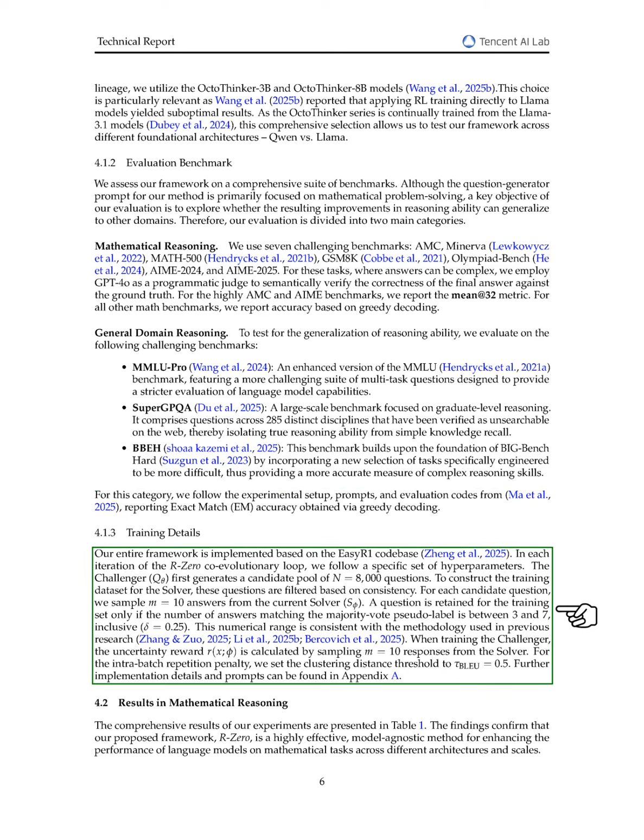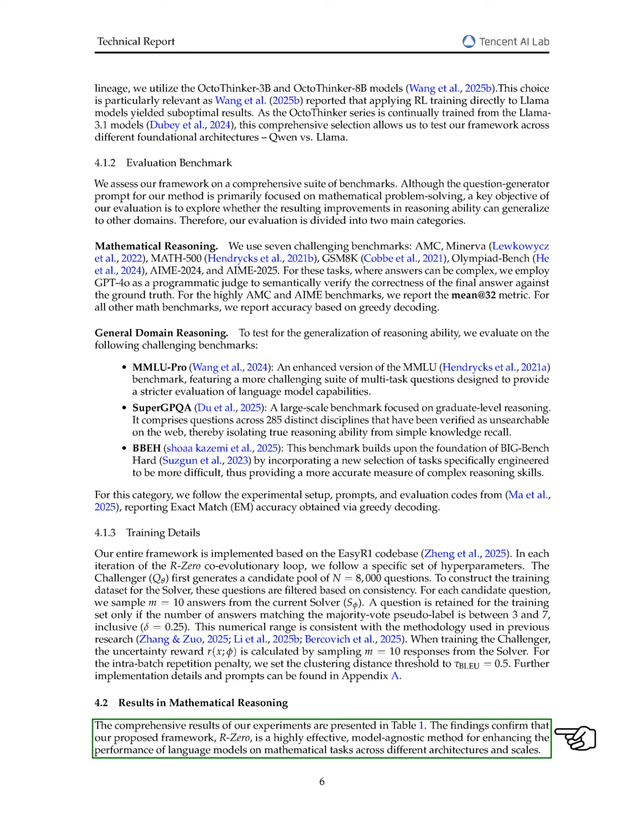Our framework is built on the EasyR1 codebase. In each iteration of the R0 co-evolutionary loop, we use specific hyperparameters. The challenger generates a pool of 8,000 questions, which we filter for consistency to create the training dataset for the solver. A question is included if the number of answers matching the majority is between 3 and 7. When training the challenger, we calculate the uncertainty reward by sampling responses from the solver, and we set a clustering distance threshold for intra-batch repetition penalties. More details can be found in the appendix.